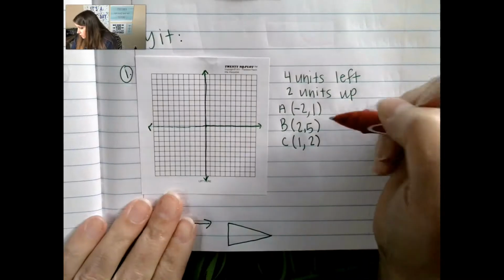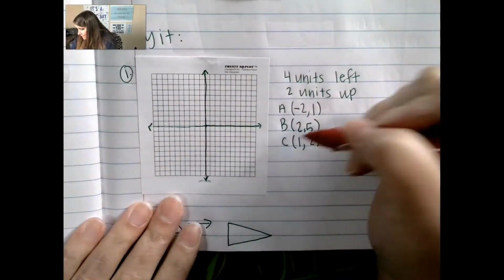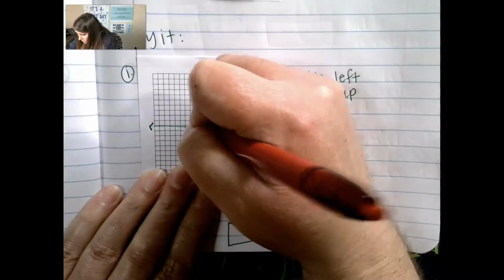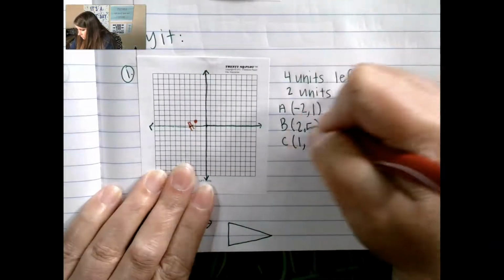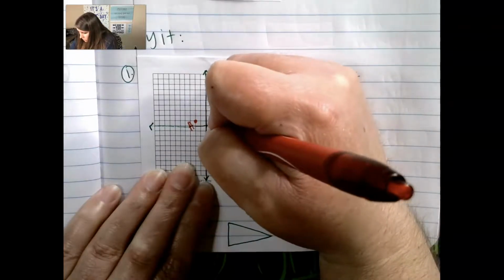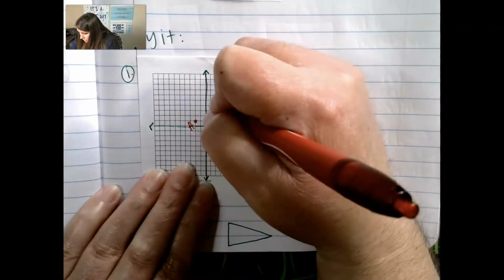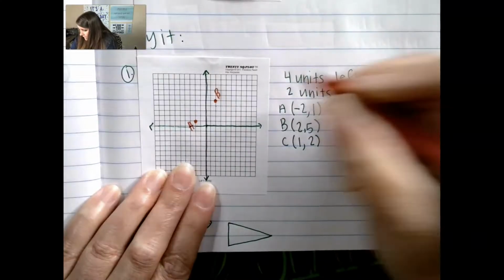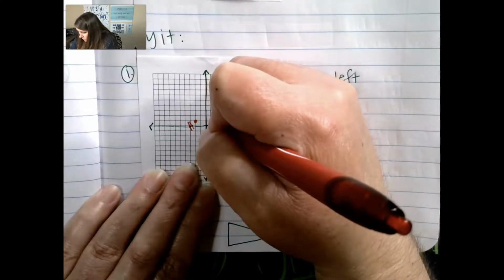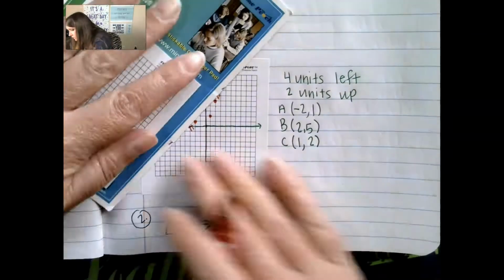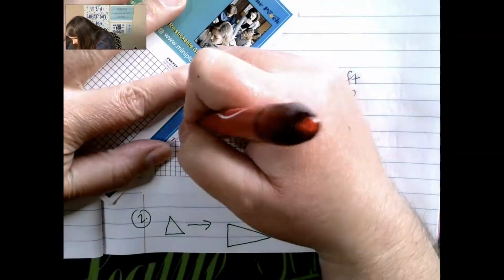So our first triangle that we're going to have is A, B, C. So -2, 1, that is A. B is 2, 5. So I'm going to go over 1, 2, and then up 1, 2, 3, 4, 5. And C is 1, 2. Over 1, up 1, 2. Okay, so we're back to this tiny little flat triangle here.